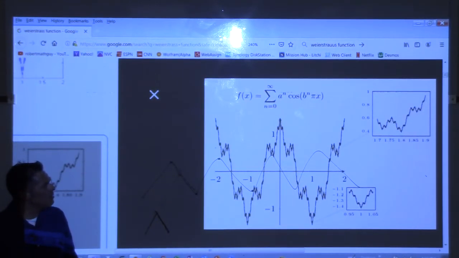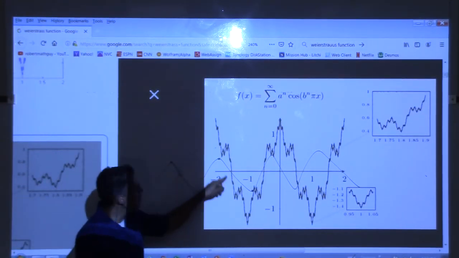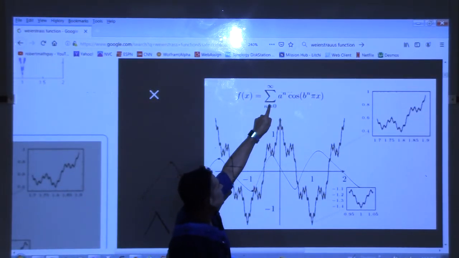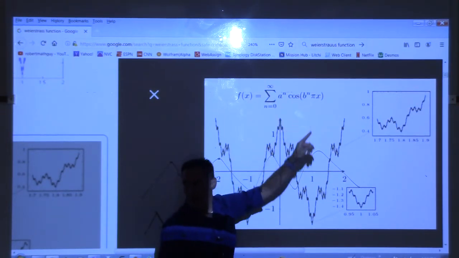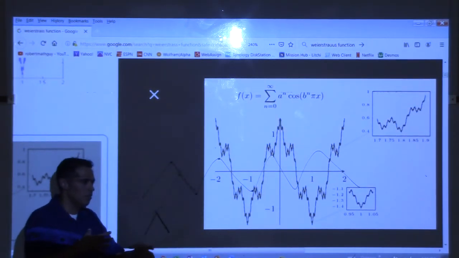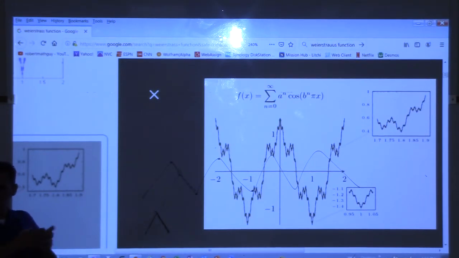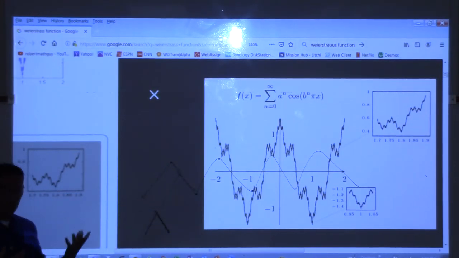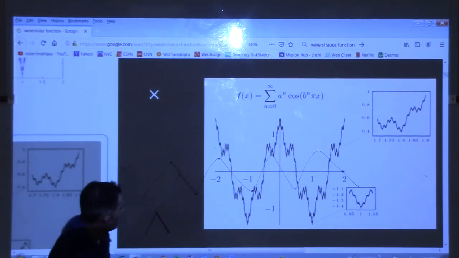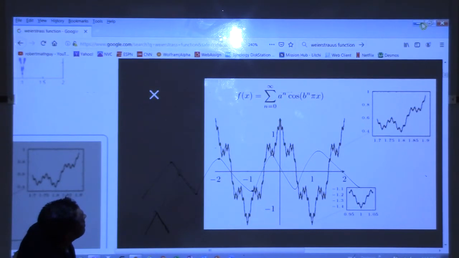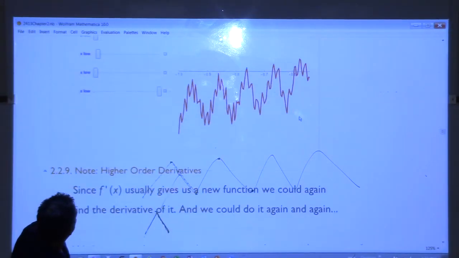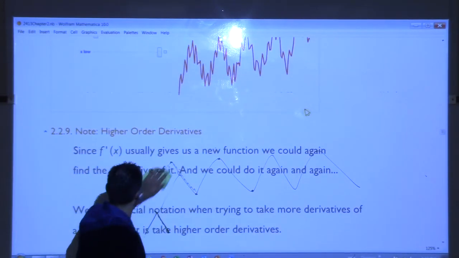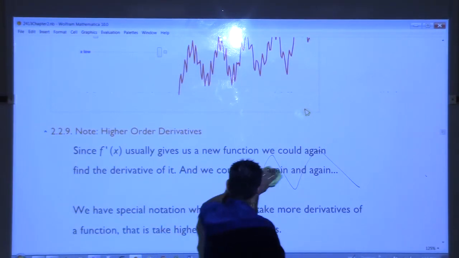Why is it continuous everywhere? Why do we know it's continuous everywhere? Because this is just the sum of a bunch of cosines, right? And we had a theorem a while back that said if you take two continuous functions and add them, they're continuous. So we know that when we add up an infinite number, we're still continuous. Proving it's not differentiable is hard, and I'm not going to get into that. But all right. Now, more notation.